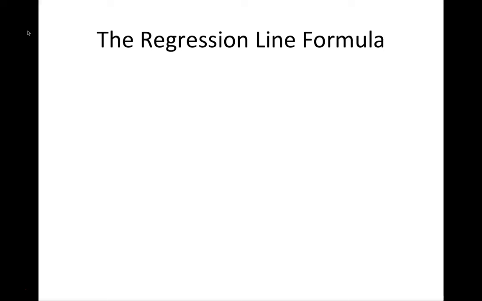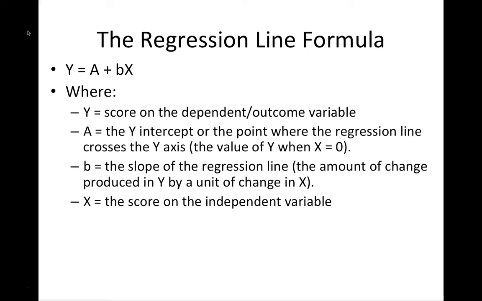So the regression line formula, which will make a little bit more sense when we talk about regression in Module 10, is y equals a plus bx, where y is the score on the dependent or outcome variable. It's what we're trying to predict usually. When we think about regression, correlation analyses, so many of our analyses, we're trying to predict some outcome variable. We want to try and understand what's going on and make better predictions about the world. And so we're often trying to predict this y variable, this outcome variable.